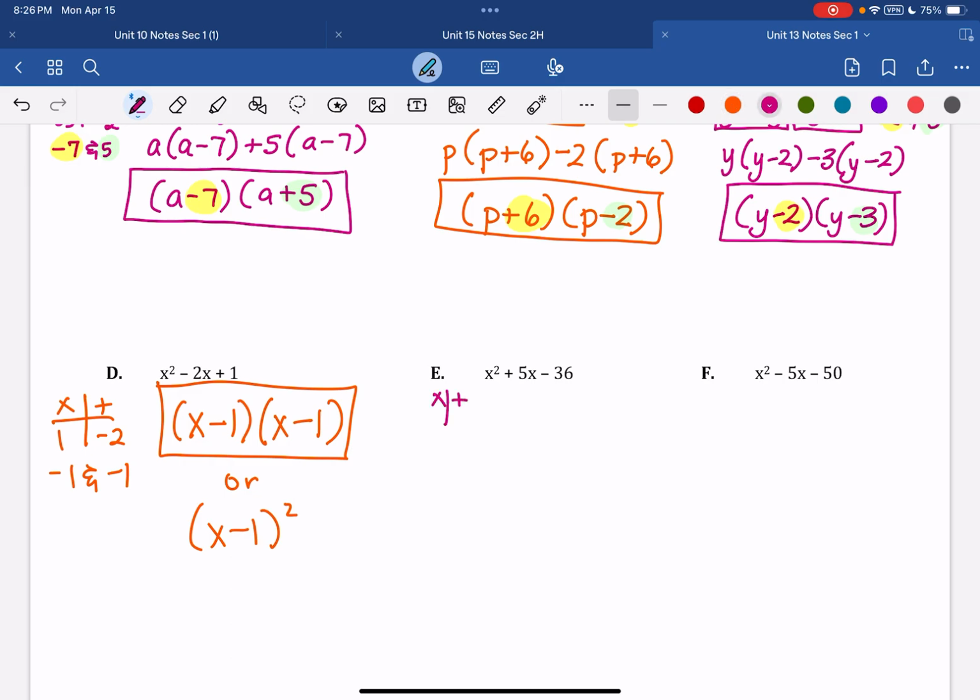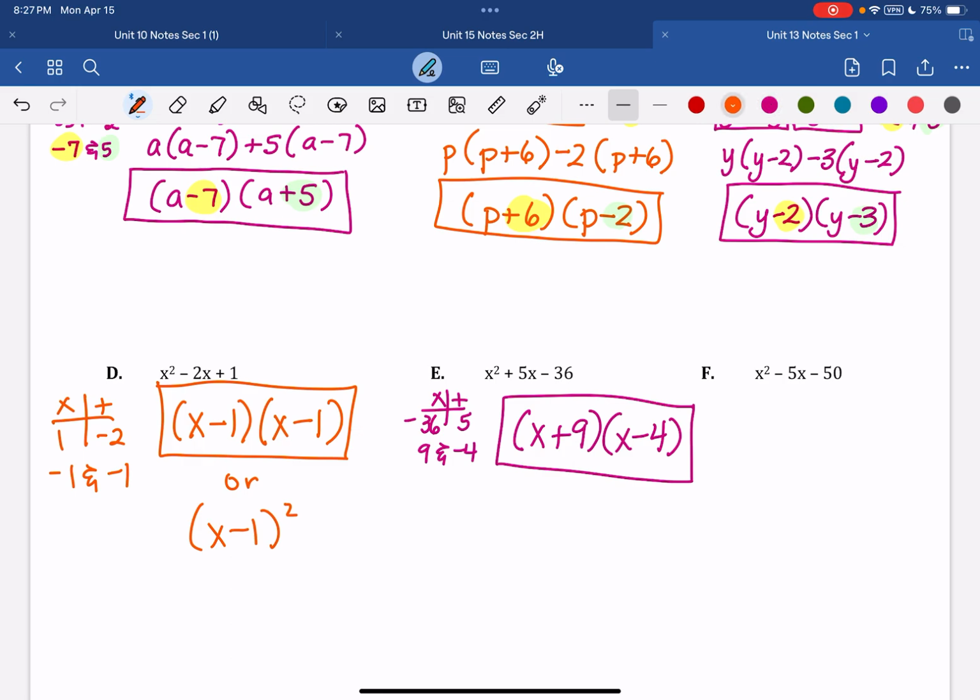All right, so here we go. Multiplies to negative 36, adds to be 5. So we need a positive number and a negative number. So positive 9 and negative 4. So in parentheses, x plus 9, x minus 4.